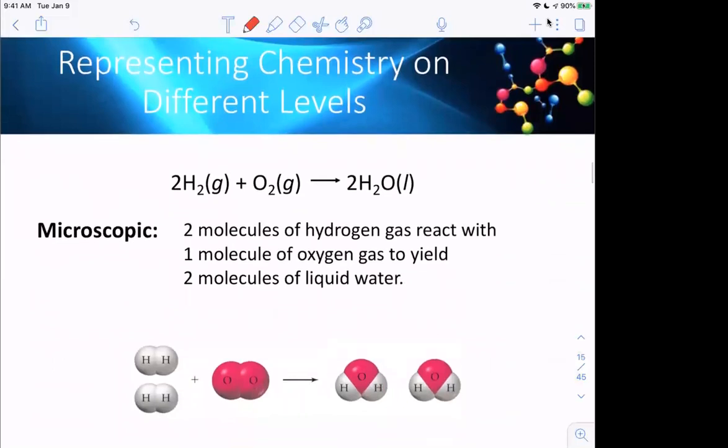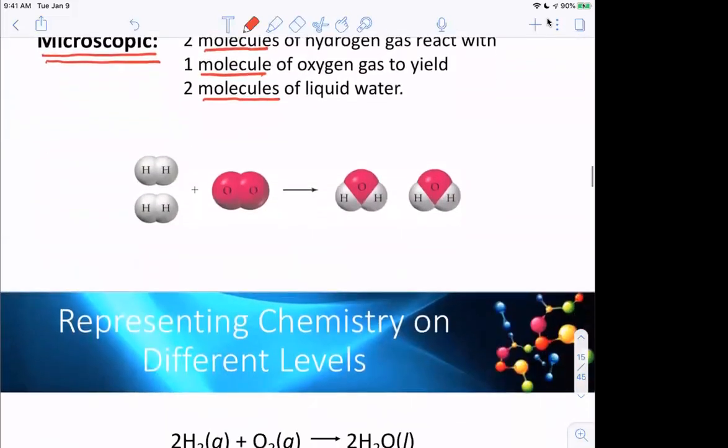So notice this balanced chemical equation allows us to represent chemistry on different levels. I can have a microscopic reading of this equation where I have 2 molecules of hydrogen reacting with 1 molecule of oxygen to produce 2 molecules of water. So that is one way I can represent a balanced equation on this microscopic or molecular basis.